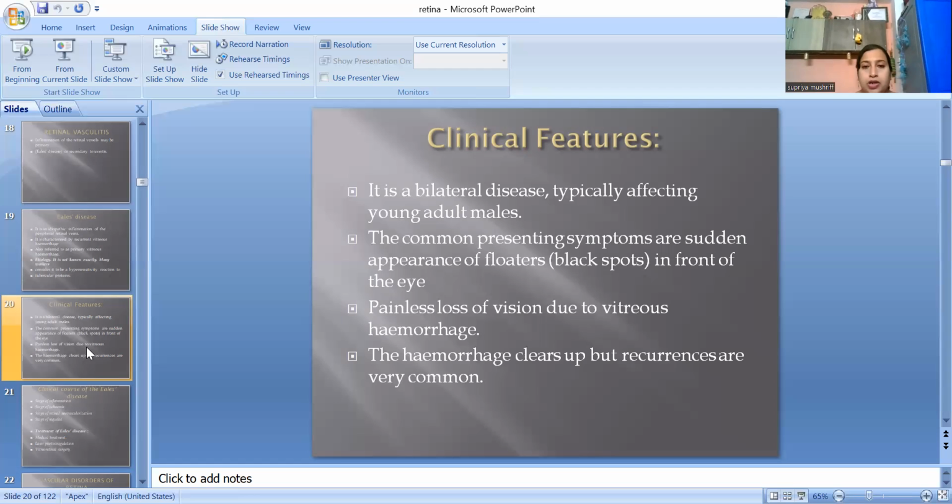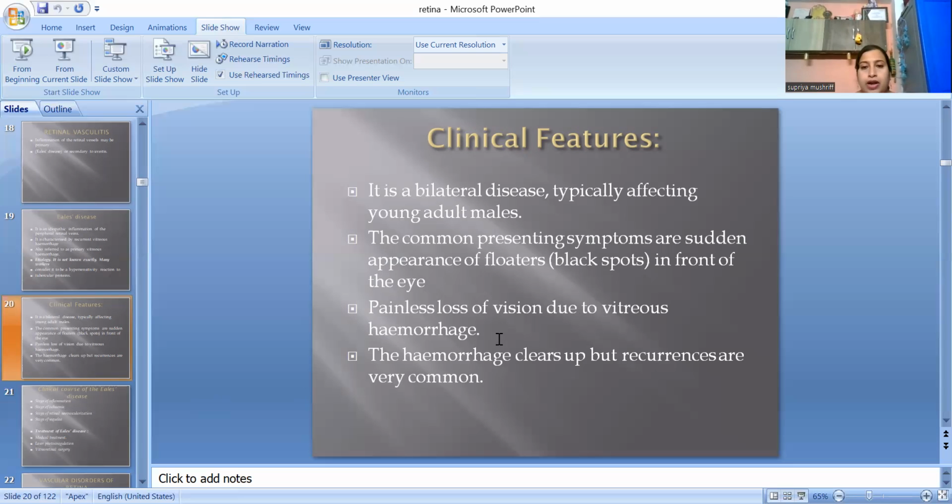So whenever a patient comes to your clinic with the complaint of black spots or floaters, we should think first of a physiological reason or muscae volitantes, then we should do fundoscopy to rule out any vitreous hemorrhage or any predisposing condition of PVD or RD, which can cause floaters, because these are dangerous situations which can affect visual acuity in future. So proper screening of the eye is essential when a patient complains of floaters in front of the eye. Now, the painless loss of vision in Eales disease is due to vitreous hemorrhage.